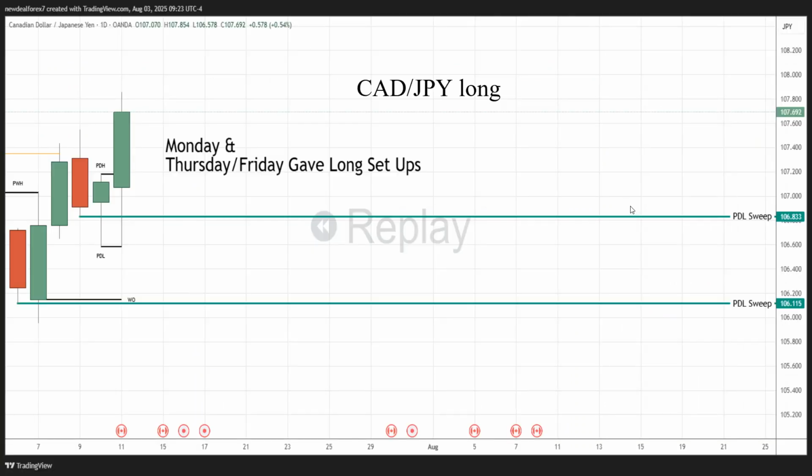Now, CAD yen gave us two long setups right here on Monday and right here on Thursday, because all we're looking for is price to go below the low, close inside of it, and continue up to the prior day high. And it did it again on Thursday, Friday. If you see here, this was Thursday, this was Friday. Friday price did open, it came all the way back down, then it came all the way back up. But this one was pretty much a trending week for the CAD yen. So let's take a look at them on the lower time frames.